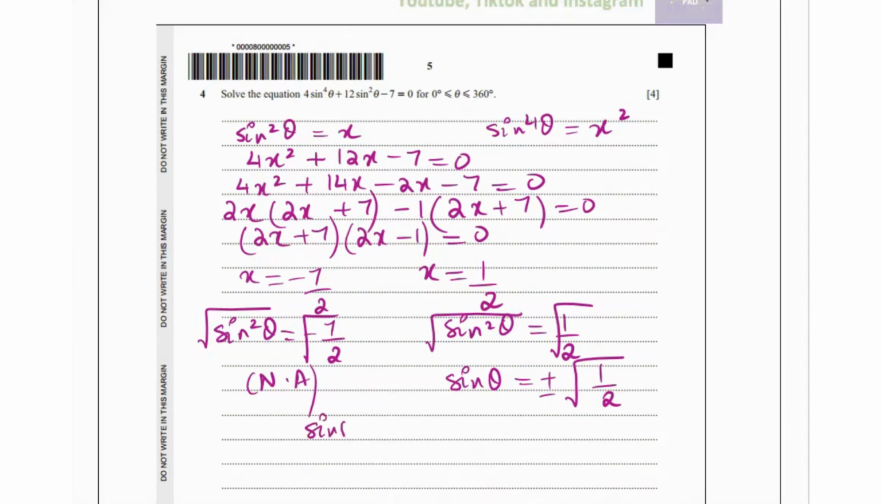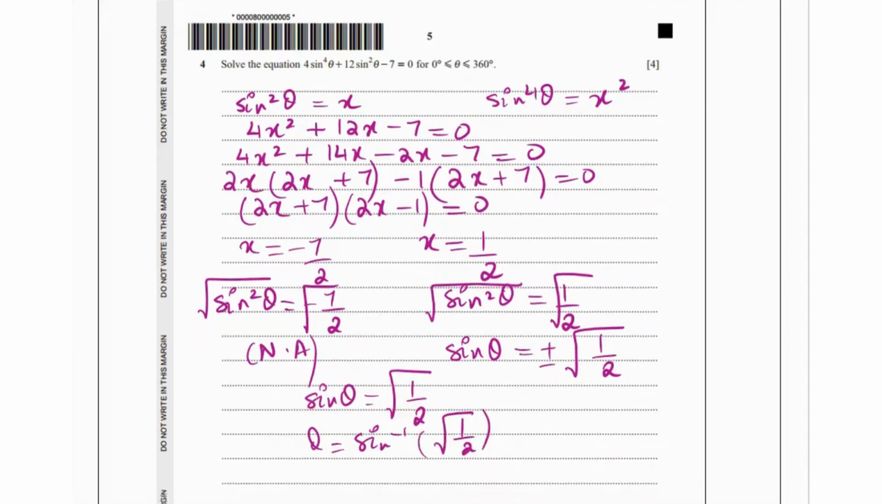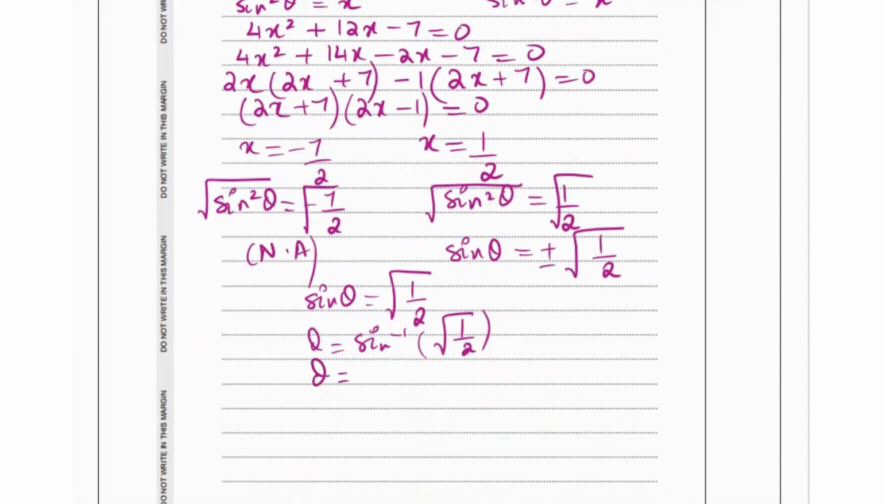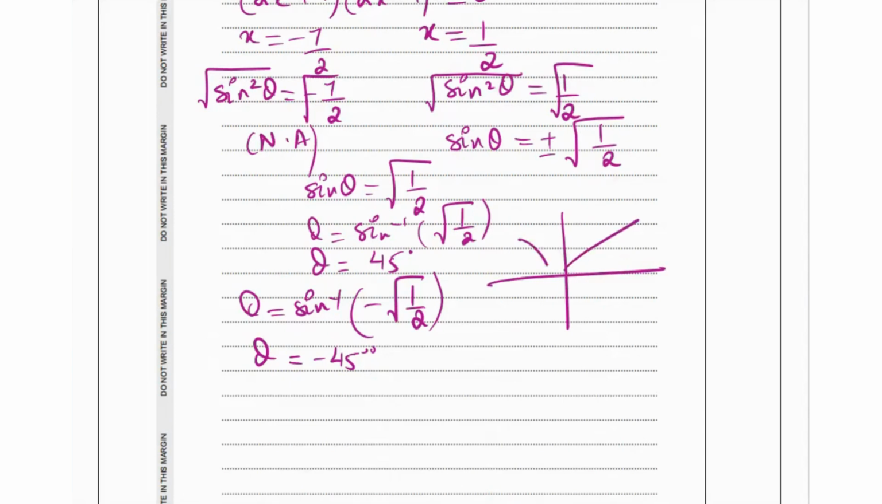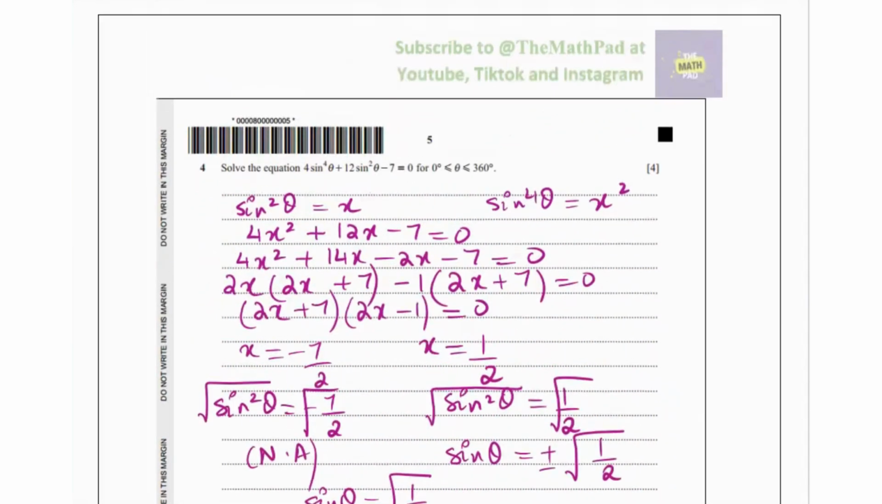So one value is going to be sine inverse of root of 1 over 2, which is going to give us 45 degrees. Since sine inverse of negative root of 1 over 2 equals negative 45 degrees. Sine is positive in the first and the second quadrant, and it's negative in the third and the fourth quadrant. Our angles are supposed to be between 0 and 360.